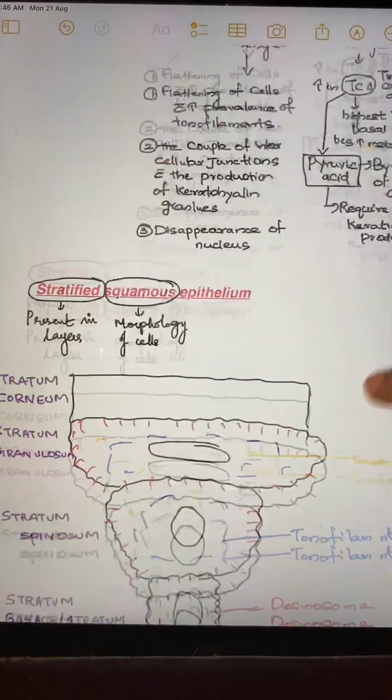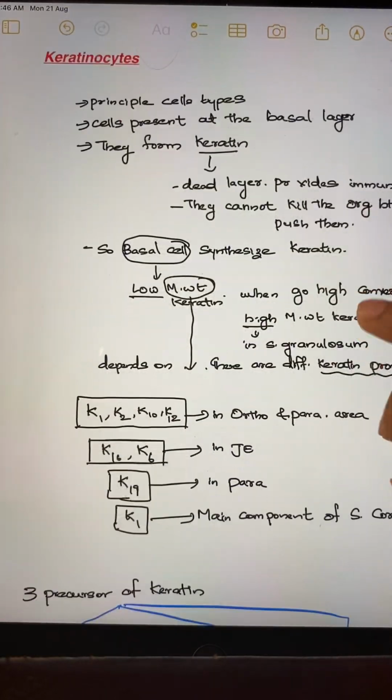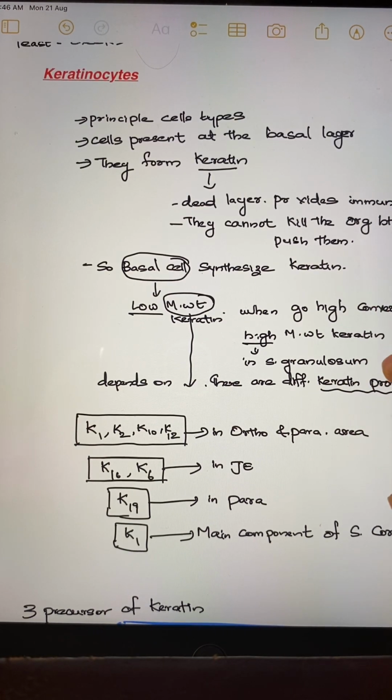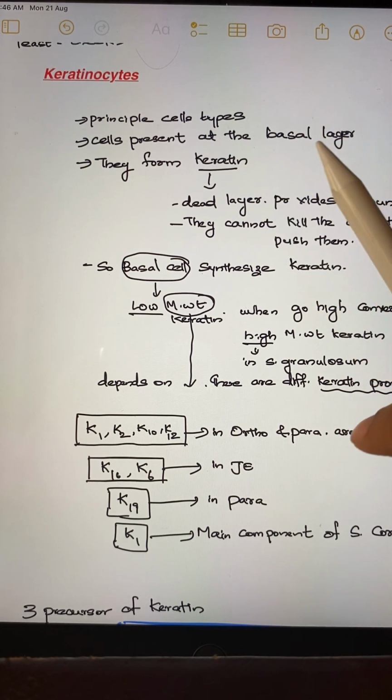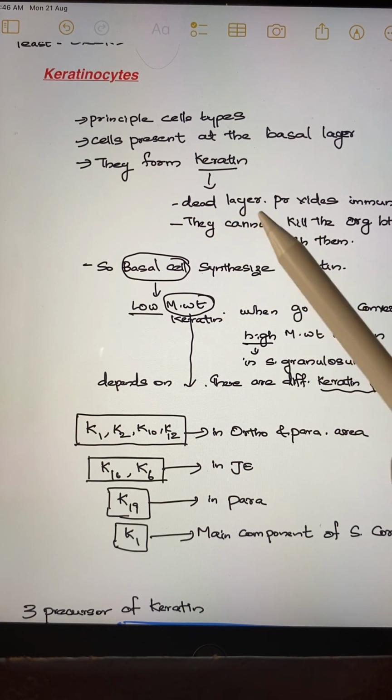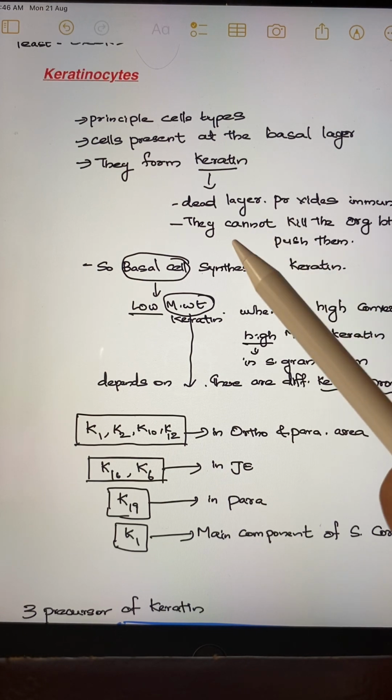Next, I think you are all clear with that, and now we will talk a little more about the keratinocytes. You know the keratinocytes are the principal cell types. They are present at the basal layer, and these keratinocytes form keratin. So this keratin is a dead layer which provides immunity. Actually this dead layer cannot kill the organism, but it can push them out.